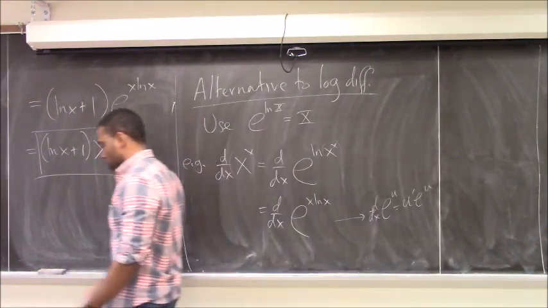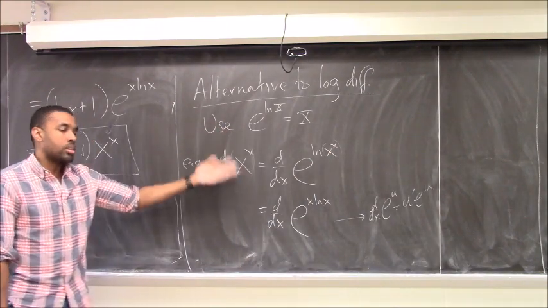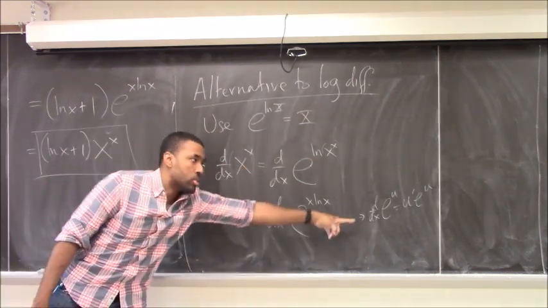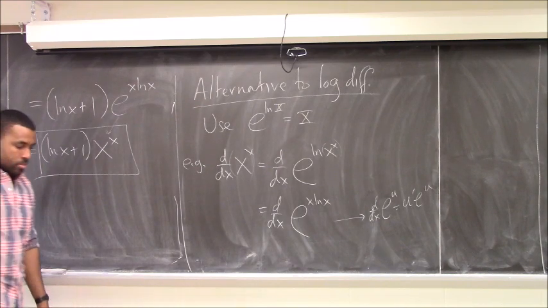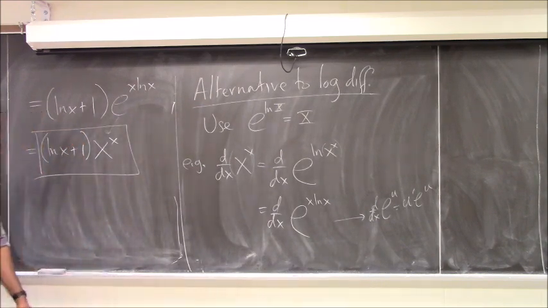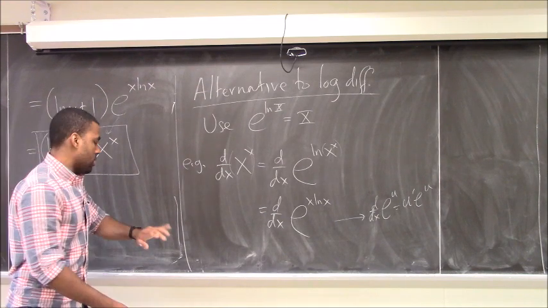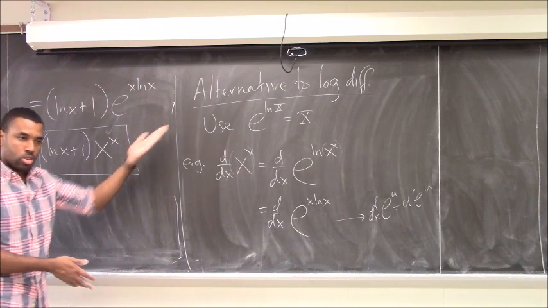So there's another trick where you can write any expression, as long as it's positive, as e to the ln of that expression, and then you can use this rule to find the derivative. So that's also an option. That's a sneaky way to get an ln inside of something to simplify. Okay, so it's sort of an alternative. In any situation where you do log differentiation, you can also do this.